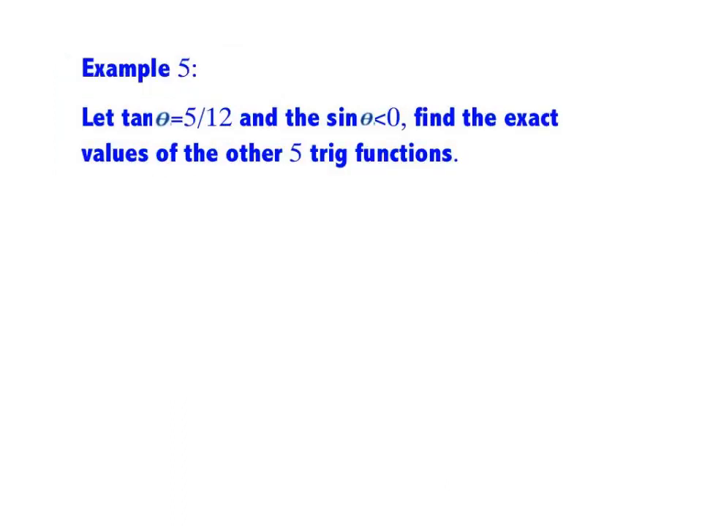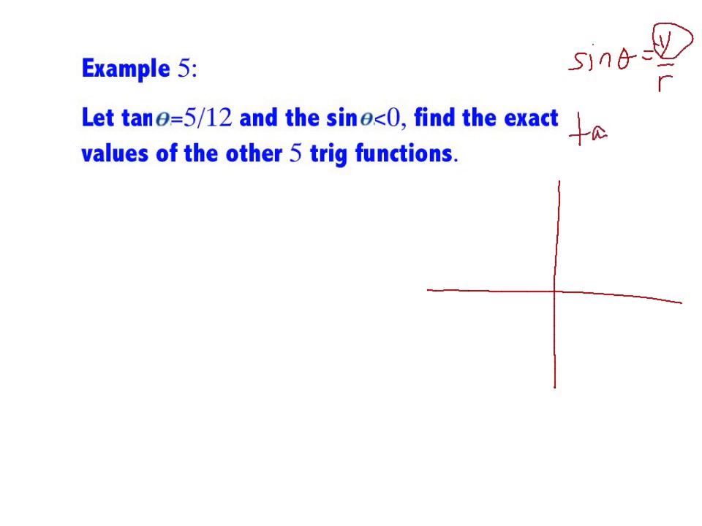Let's do our last example. Now let's analyze something for a minute. Our sine, we learned earlier that if we really look, it's y over r. Y is the only thing that gives us a sign on it, that being positive or negative. We know tangent, opposite over adjacent, is y over x, okay?